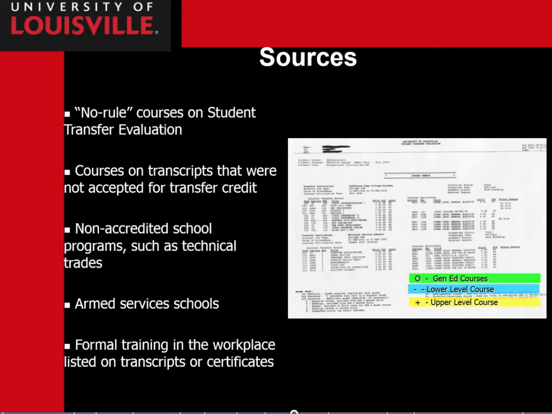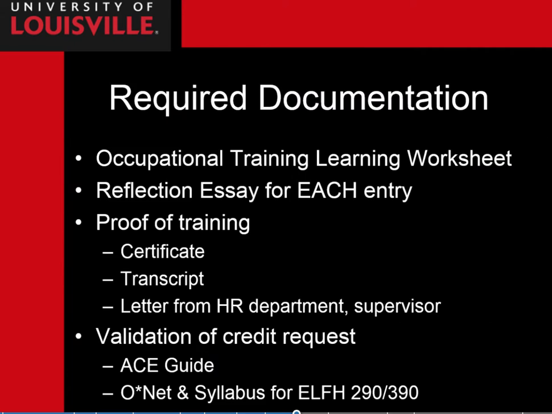Now let's talk about the type of supporting documentation you'll need for your request. First, you'll use the Occupational Training Learning Worksheet to list the courses you'd like considered as occupational training learning credit. Then, your PLAD will include a justification essay for each entry on the worksheet. For this lesson, you'll submit just one of these justification essays to your instructor for review. However, remember that your PLAD will include one essay for each entry on the worksheet.